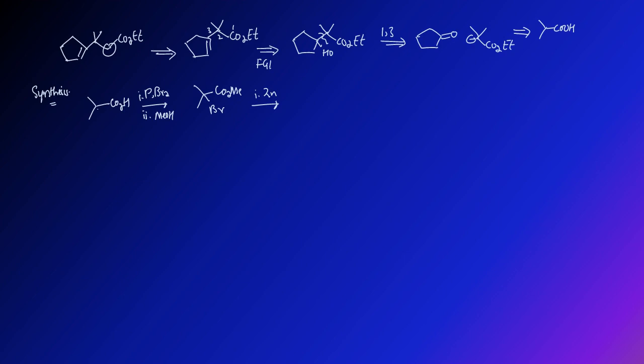and then we react with cyclopentanone, and we will get species number 1, let me call it 1, which is alpha-hydroxyester. So I will obtain it right over here as a result of Reformatsky reaction.